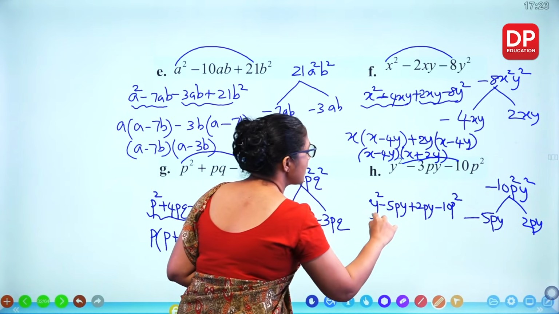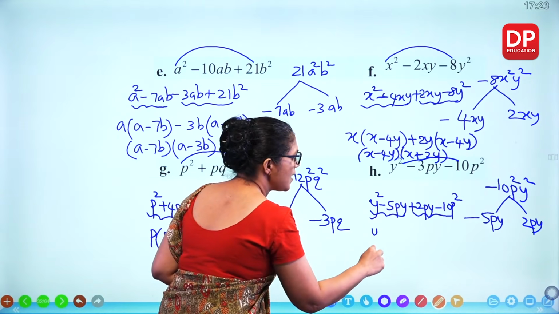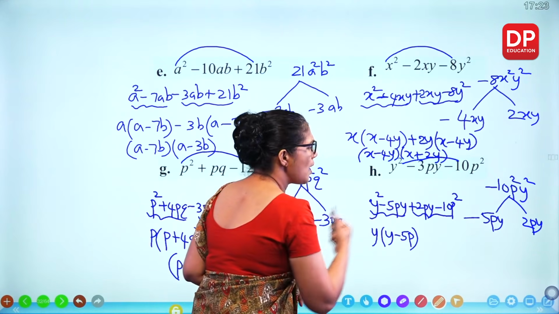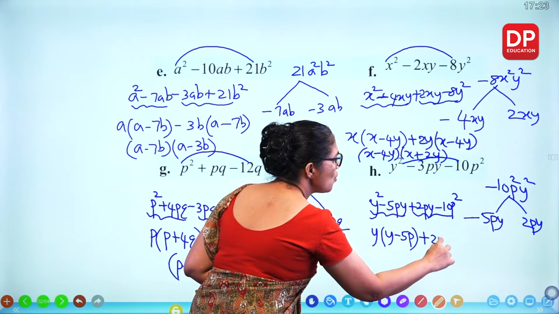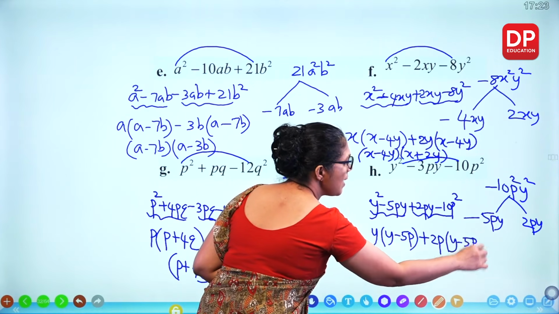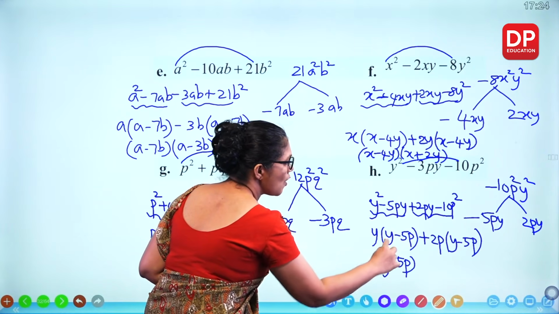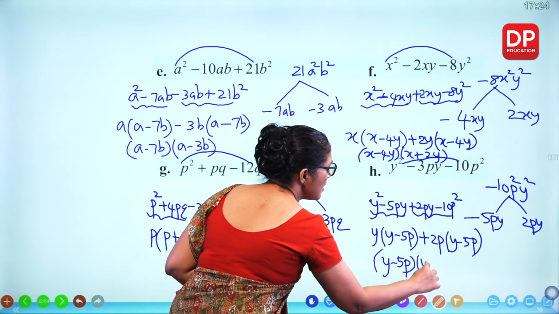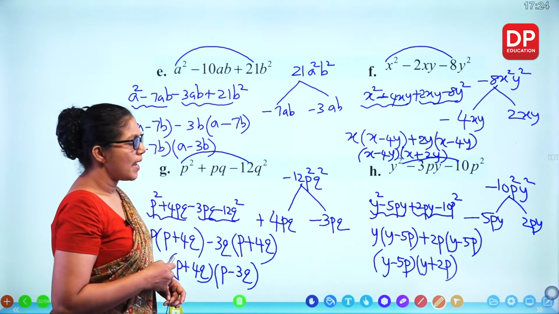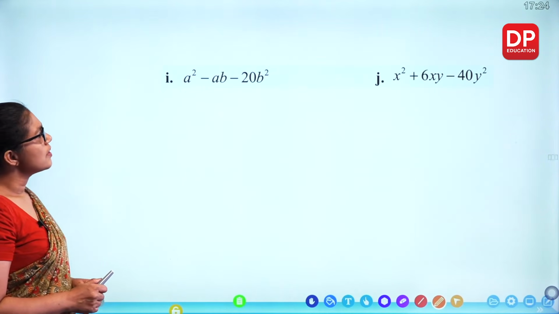And try to factorize by taking 2 at a time. When you take first 2, y is common, take it out, y minus 5p. In this one, I can take 2p out and y minus 5p remaining. So y minus 5p, you can take it out from these two and write the remaining part inside the other bracket. So you get y plus 2p. Now we'll see this question.